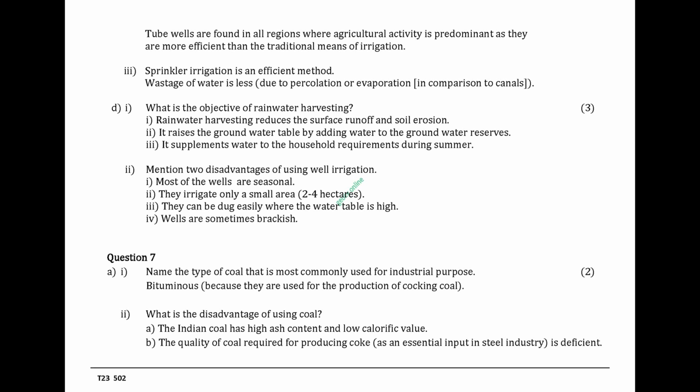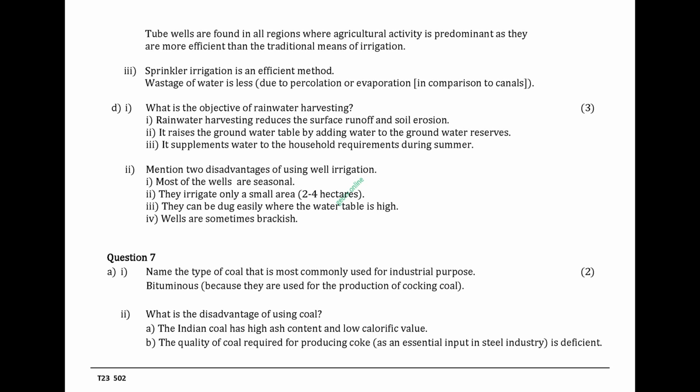Sprinkler irrigation is an efficient method. Wastage of water, due to percolation or evaporation, is less in comparison to canals. What is the objective of rainwater harvesting? Rainwater harvesting reduces the surface runoff and soil erosion. It raises the groundwater table by adding water to the groundwater reserves. It supplements water to the household requirements during summer.